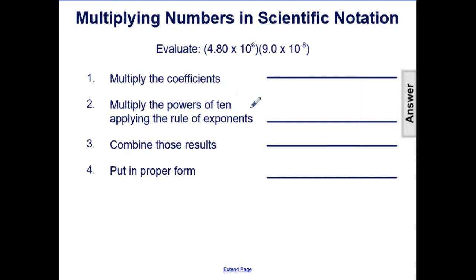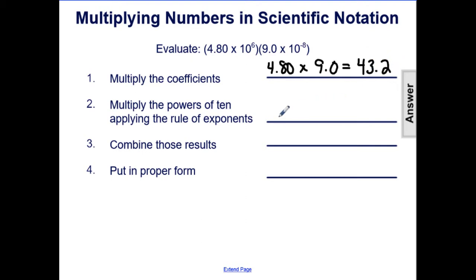We have 4.8 times 10 to the 6th and 9.0 times 10 to the negative 8. So first we're going to multiply 4.8 times 9.0, our two coefficients, which will give us a new coefficient of 43.2.